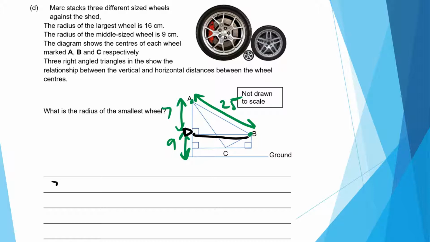So let's think about that. 7 squared plus BD squared equals 25 squared. And if we tap that into our calculator and rearrange it correctly, then BD equals 24. Okay. Now, if we think about triangle AEC, let's label this point here AEC.